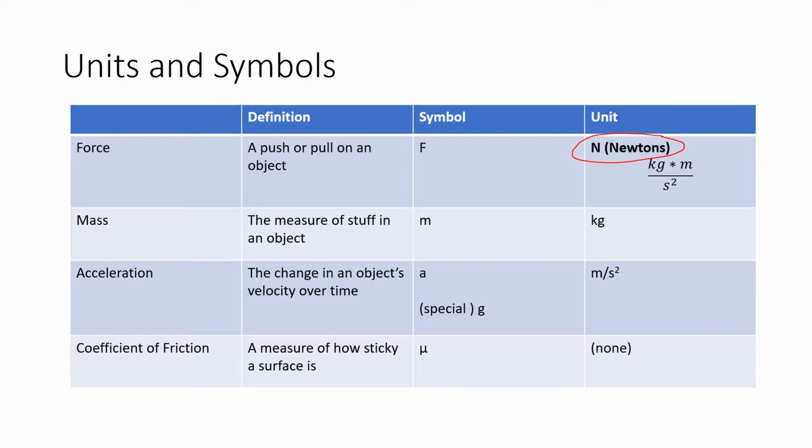Mass is the measure of stuff in the object. The symbol in the equation is an m, and the unit is kilograms, kg.